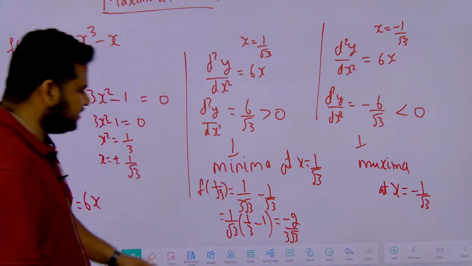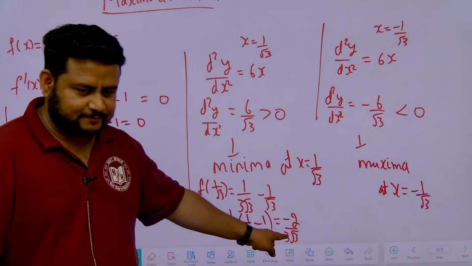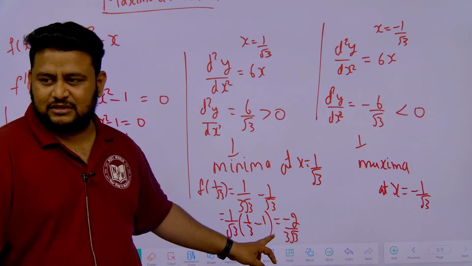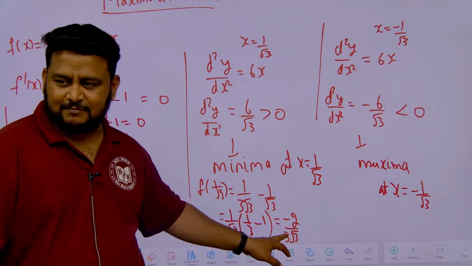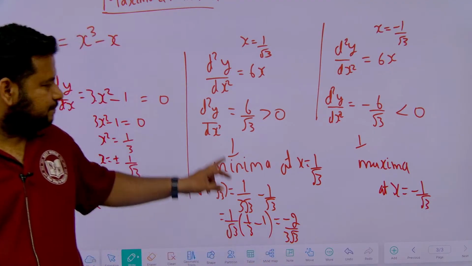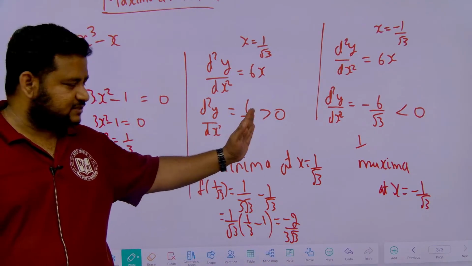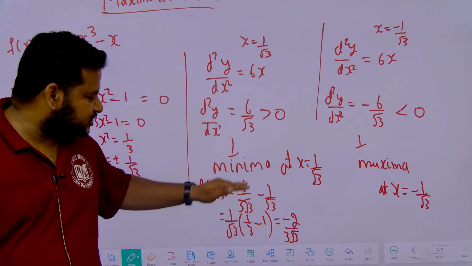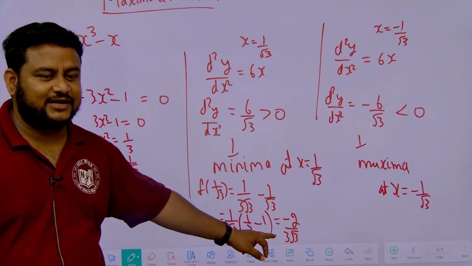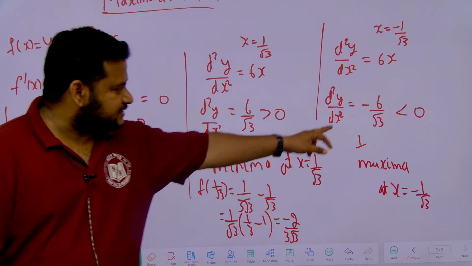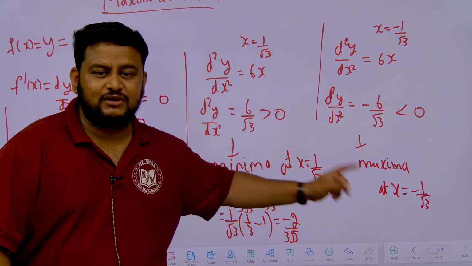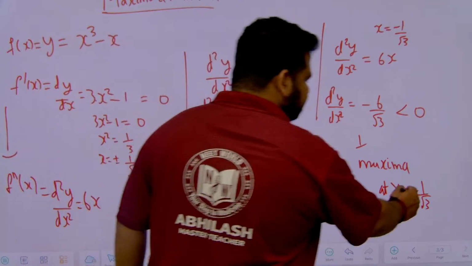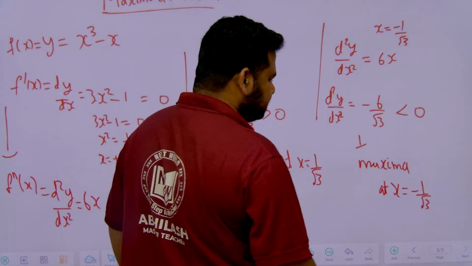So see here, the minimum value I got is negative. Here it is positive, but the actual minimum value will be negative. Whenever it is greater than 0, we take it as minima, but the actual minimum value we got is negative. Similarly, the maximum value will be positive. Now if you see, this is minus 1 by root 3.